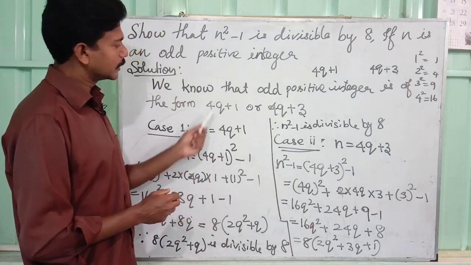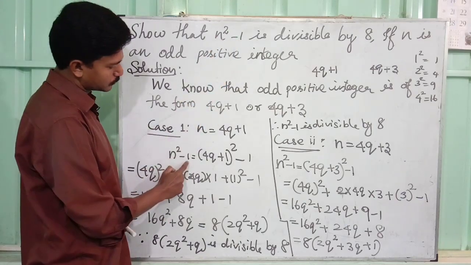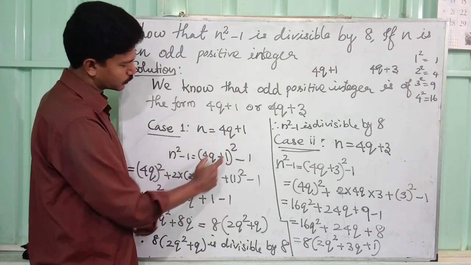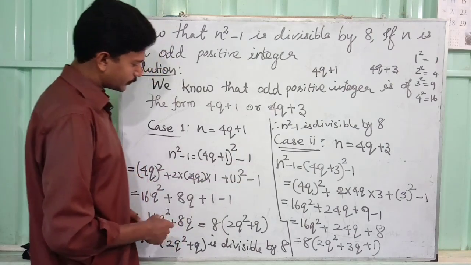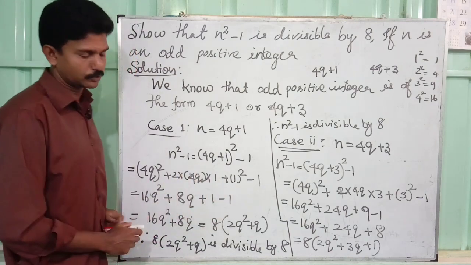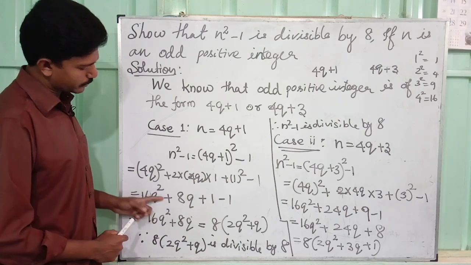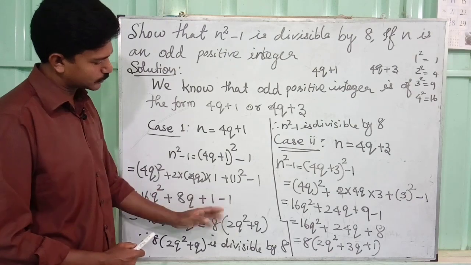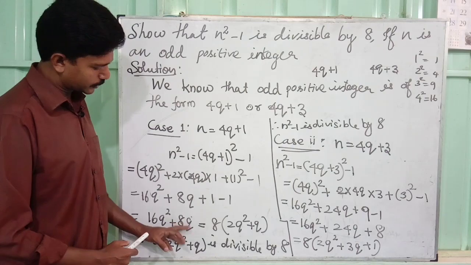So n we are taking as 4q plus 1. We have to find the value of n square minus 1. First we have to square n, so n value is 4q plus 1. So (4q plus 1) whole square minus 1. This is in the (a plus b) whole square format, so we can expand it. When you square it, 16q square plus 8q plus 1 minus 1. Plus 1 minus 1 will become 0. So we get 16q square plus 8q.